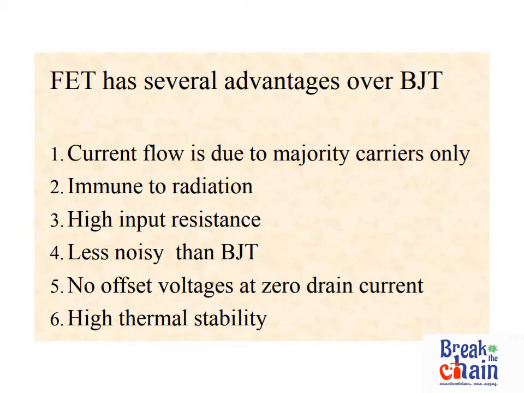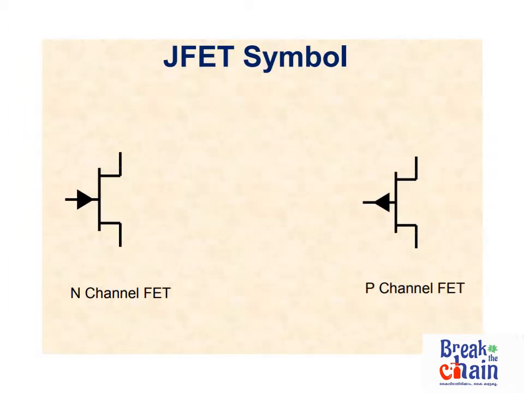FET has several advantages over BJT. Current flow is due to majority carriers only, immune to radiation, high input resistance, less noisy than BJT. BJT means bipolar junction transistors. No offset voltage at zero drain current, high thermal stability. These are the main advantages of FET when compared with that of BJT.